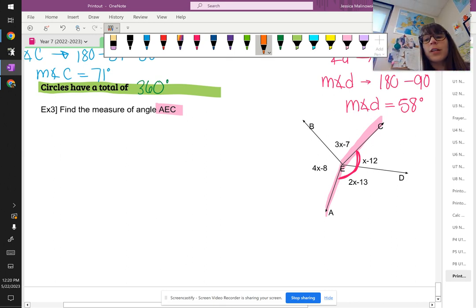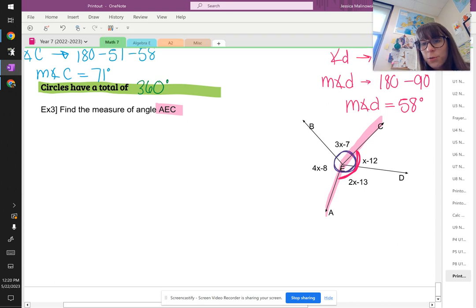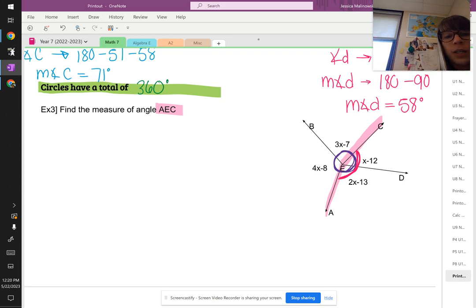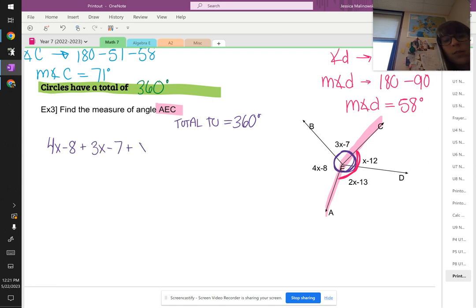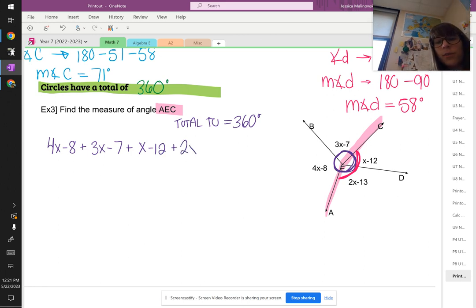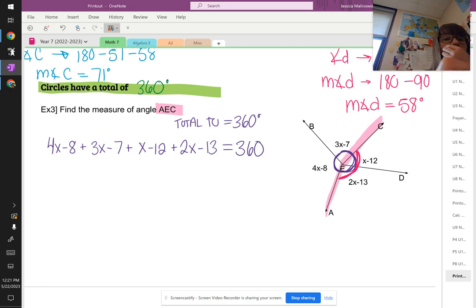But I do know that circles, right, this whole circle, if I put a whole circle in here, that forms me a whole circle. We know that circles are 360 degrees. So we can add them in total to 360. Okay, so we have 4x minus 8 plus 3x minus 7 plus x minus 12 plus 2x minus 13 is all equal to 360 degrees.